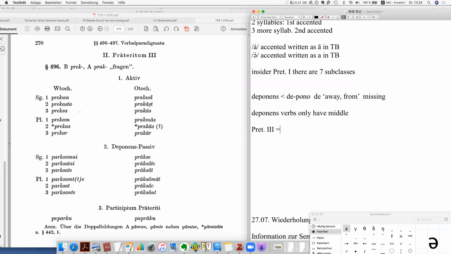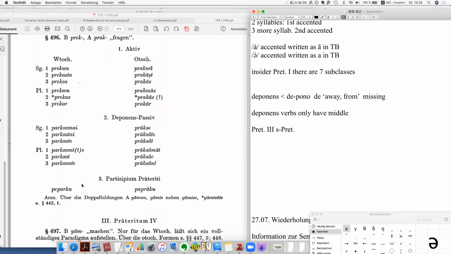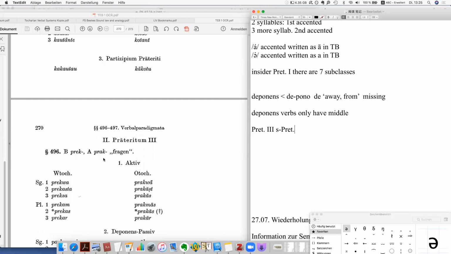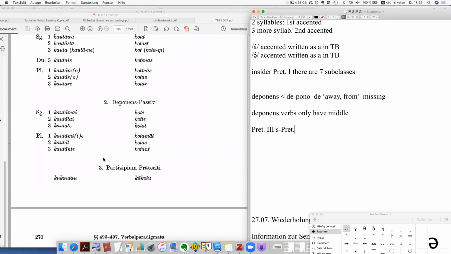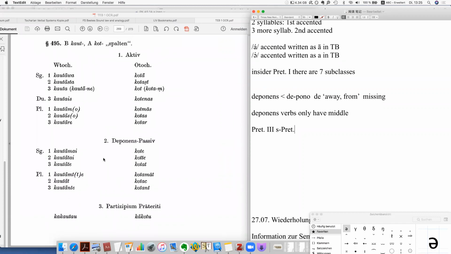is the so-called S preterite. Just remember the name, and there's a marker here. So this is actually its symbol or marker, Zeichen. S, here. And then probably we can go back to the first preterite.